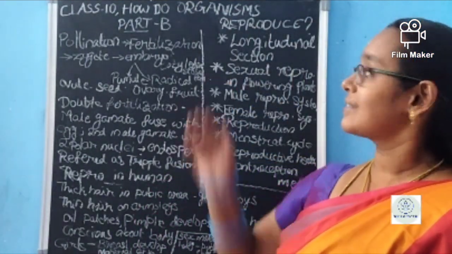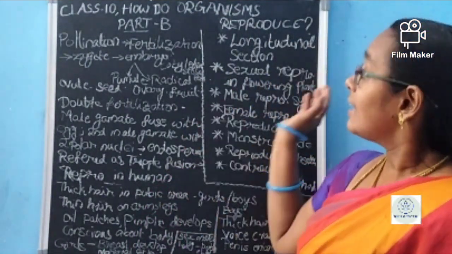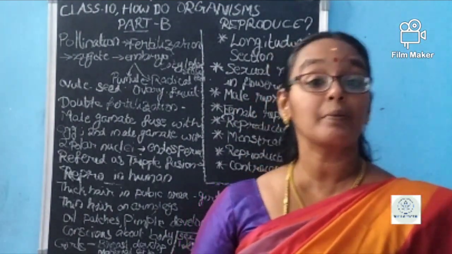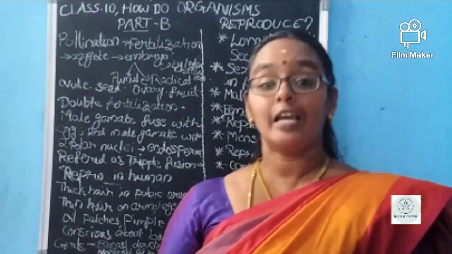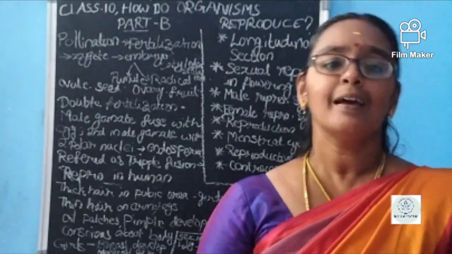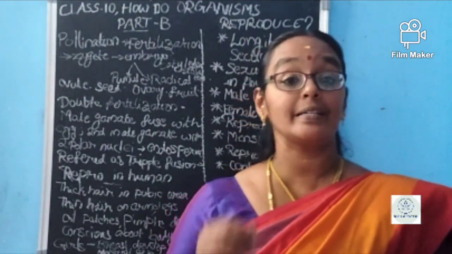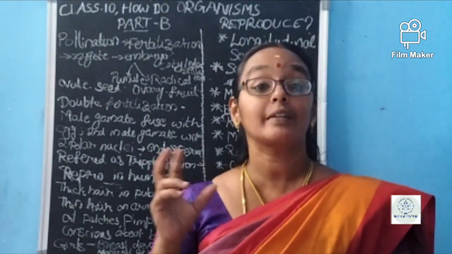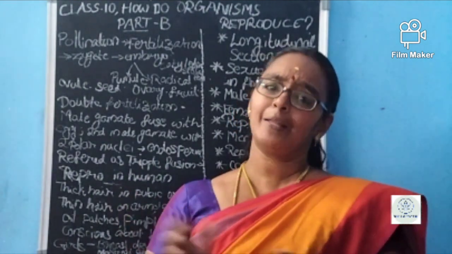Today we are discussing class 10, lesson number 7, how do organisms reproduce, part B. In part A we have seen what is reproduction, what are the types of asexual reproduction, and many more, right?